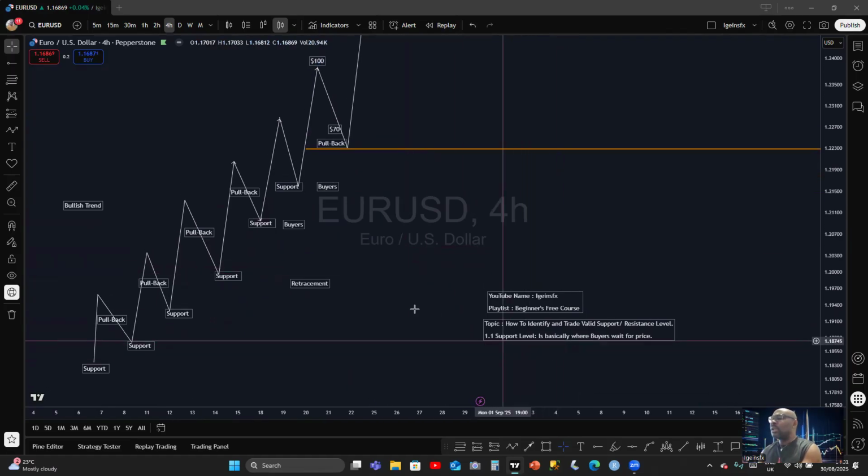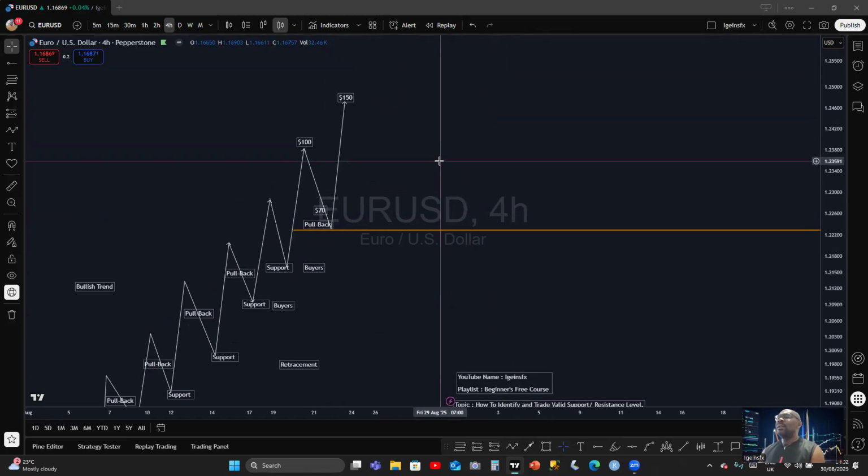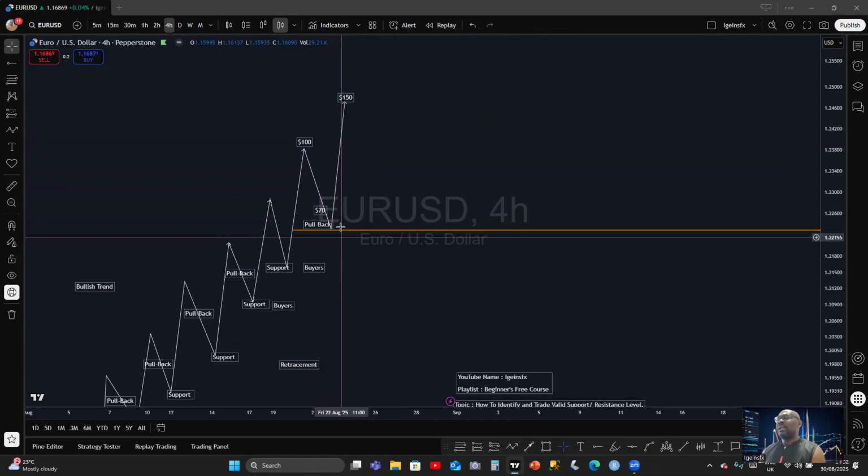But support level is a level where buyers wait for price. As soon as price comes to that level, they enter the market. They push the price because they know once price gets to that level, it will push to the upside. It will go and create a new price. All right. It's at $100. It now retraces to $70.